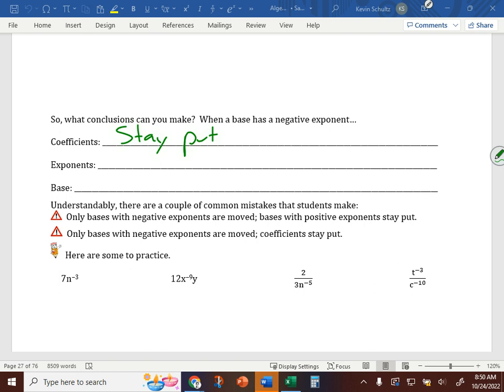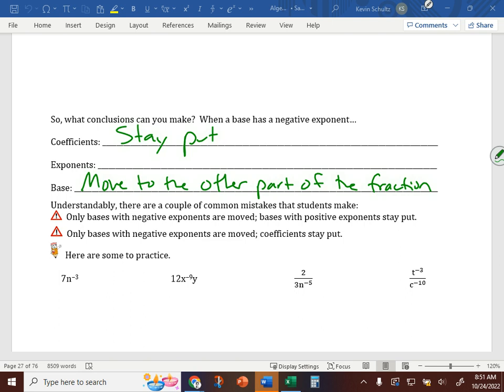So the coefficients, they stay put. They do not follow the base because it's a coefficient. They're not attached to the power, right? Everything's good with them. Okay? The bases move to the other part of the fraction.